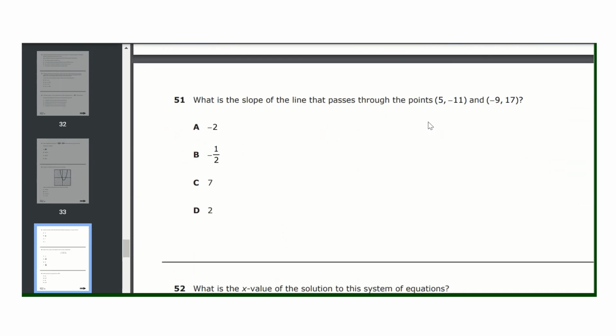Number 51, you're almost there. What is the slope of the line that passes through the points 5, -11 and -9, 17? A, -2. B, -1 over 2. C, 7. Or D, 10.